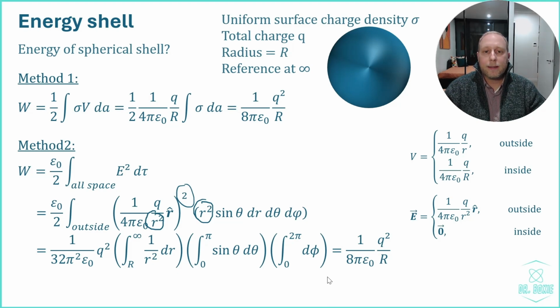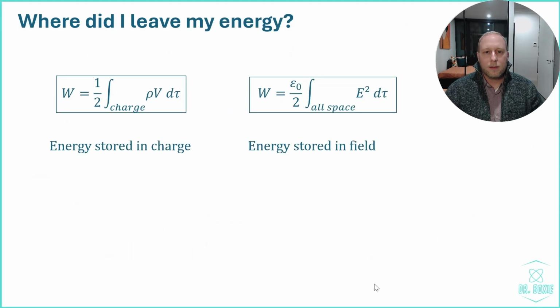Notice the stark difference between the two kinds of integrals we consider here. The integral in method 1 is an integral over that region of space where the charge is sitting, in this case the outer shell of that sphere. The second method is an integral over all of space, not only where the charge is sitting. And that brings us to the question, where is the energy stored?